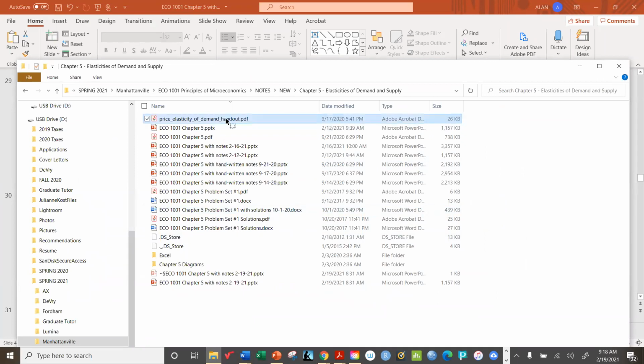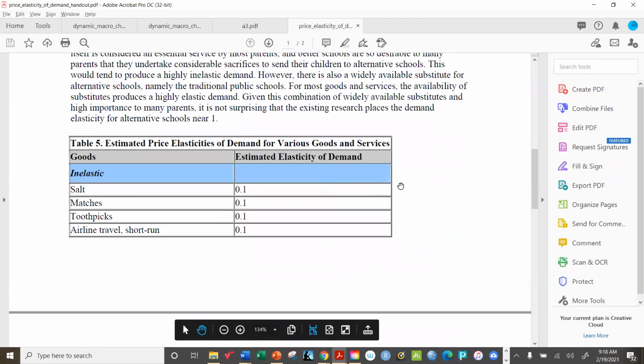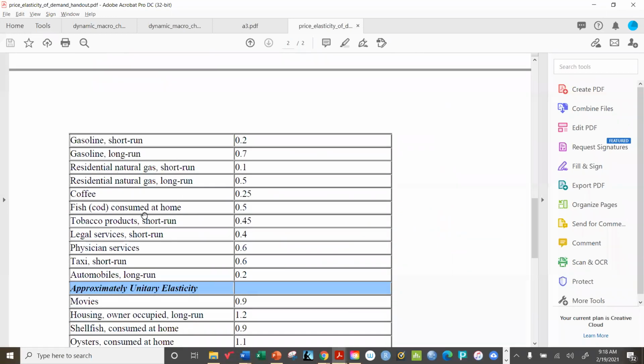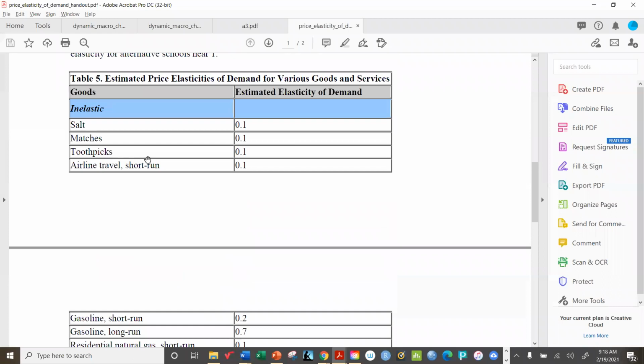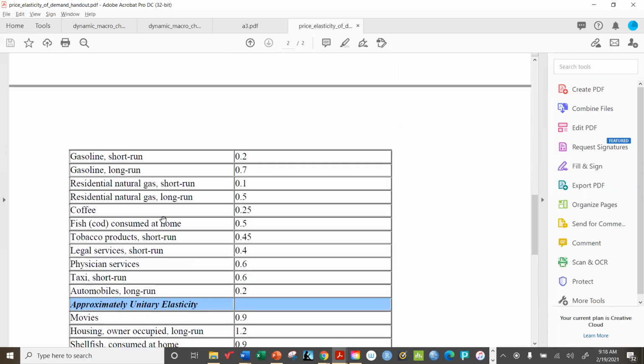Oh, wait a minute. Oh, look what I found. I think I stumbled onto this a long time ago and I forgot all about it. I guess I'll have to post this. Look at this. What they've done is they've actually calculated elasticities for all these goods, and you can see we have very low elasticities for salt, matches, toothpicks, airline travel in the short run, gas, coffee, fish, tobacco. The thing that these all have in common is that either the price is very low or it's something you have to have and you're not going to be that concerned about the price.